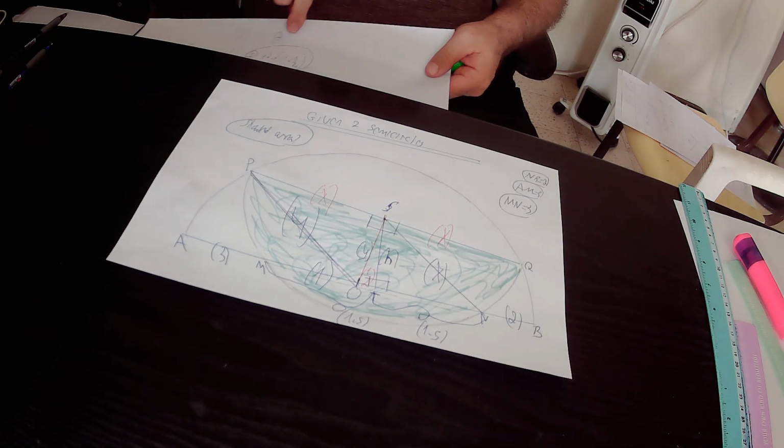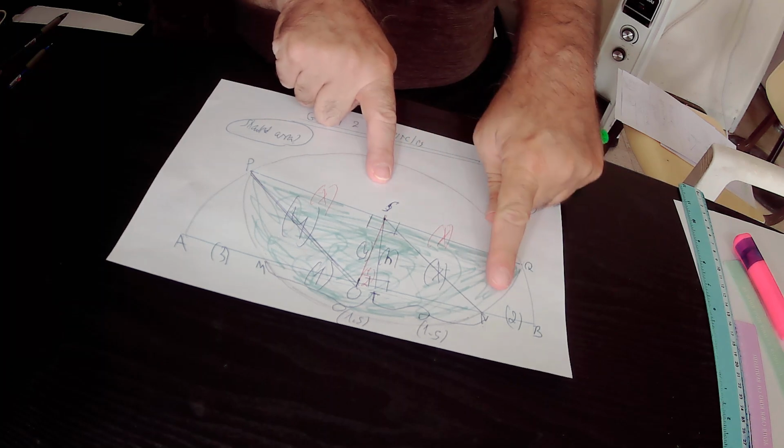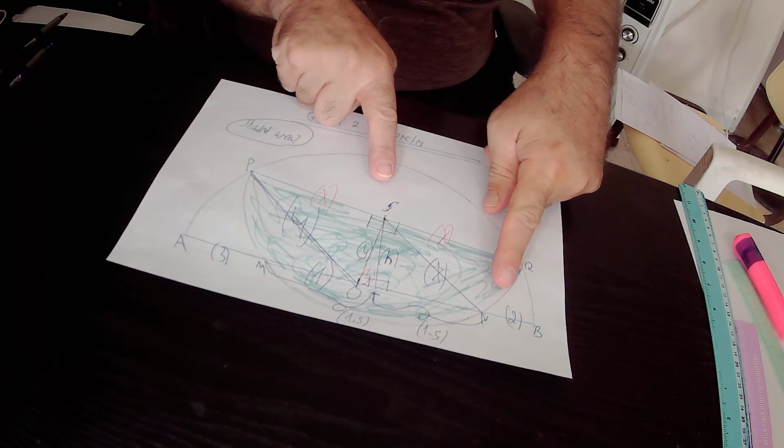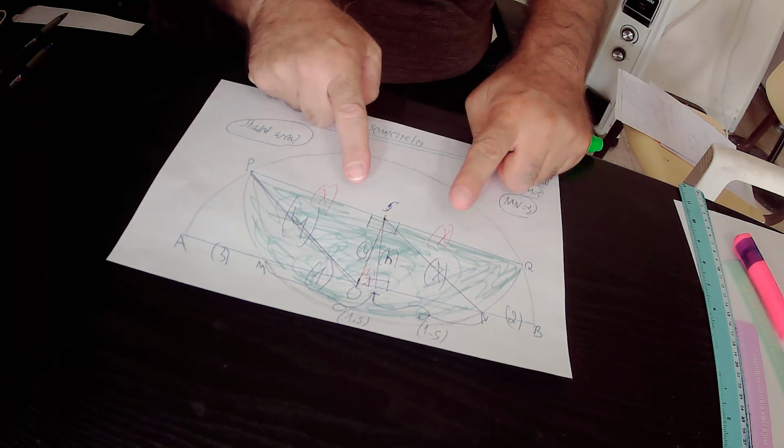In the next step, we join points S and N together by a side line. Point S is the center of this small semicircle. Point N is the point of the small semicircle itself. Therefore, SN is the radius of this small semicircle that equals X.